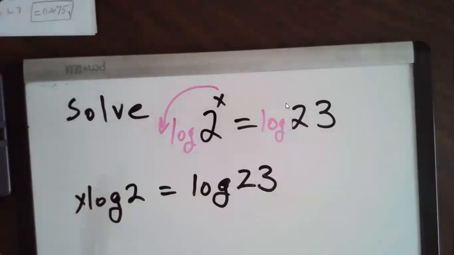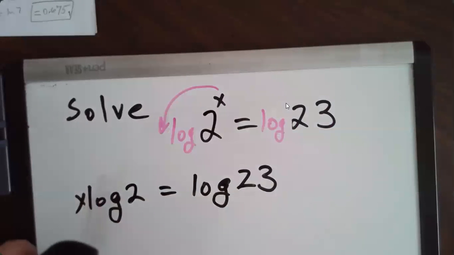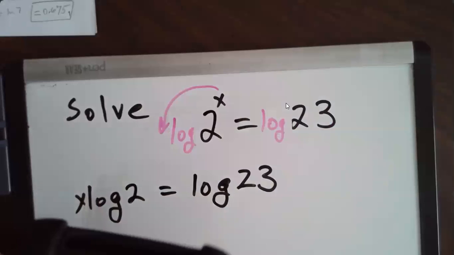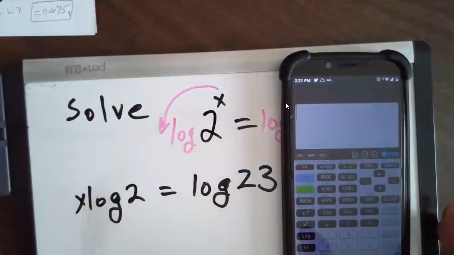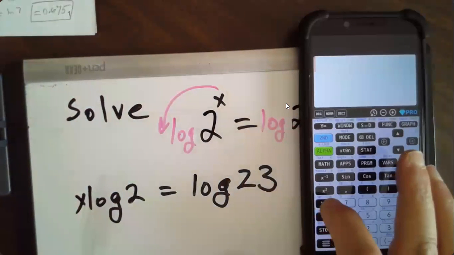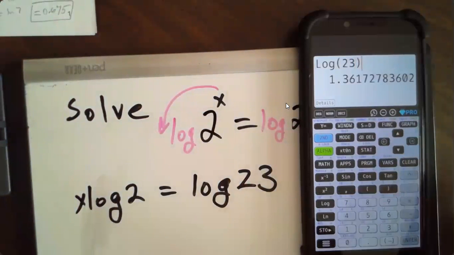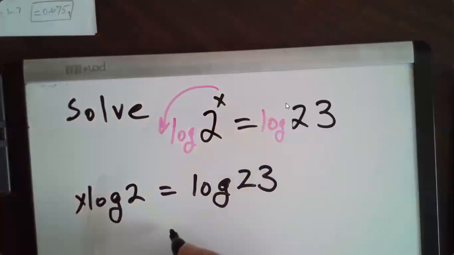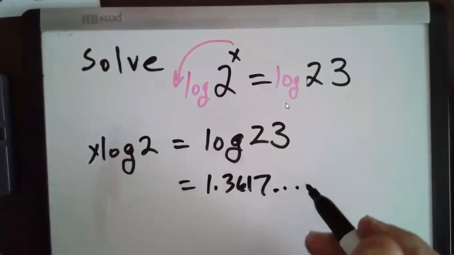Okay, so this time I'll use my cell phone and use the TI-84 on here, just to show you what it looks like. I just tap that, and this is what it looks like on the cell phone. So you go here to log, and you put in 23. It's a good idea to get in the habit of closing that parentheses. So we get roughly 1.3617, dot, dot, dot, it keeps going.